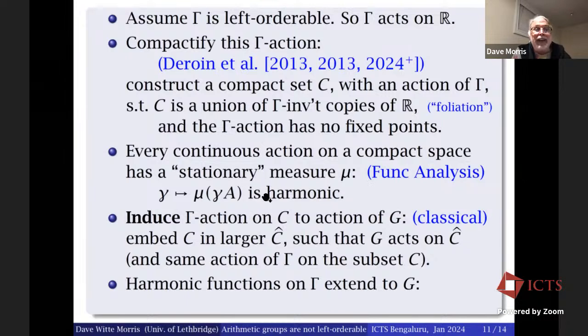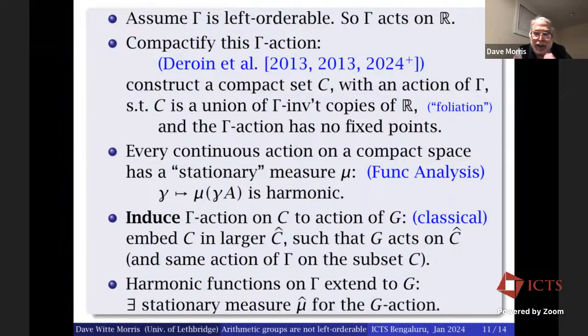the stationary measure on C. It gives us harmonic functions. Those will extend to be on all of G. We can use those functions on G to actually make a stationary measure for the G action. So we find from the stationary measure on C, by extending, we can make actually a stationary measure for G. So we have a measure on the whole space C hat.